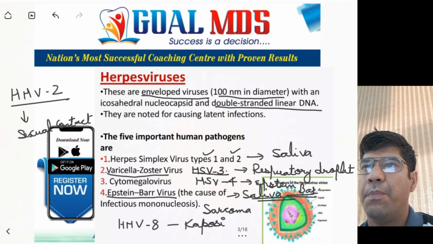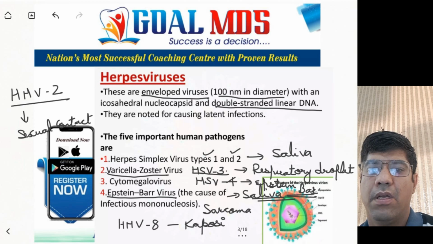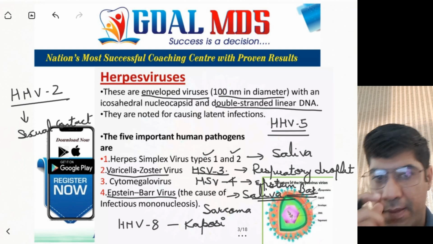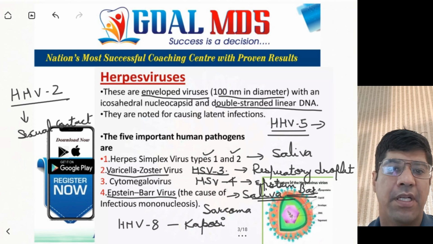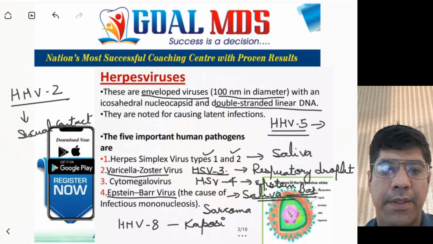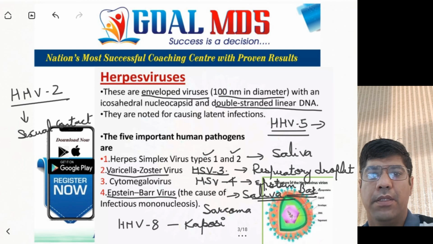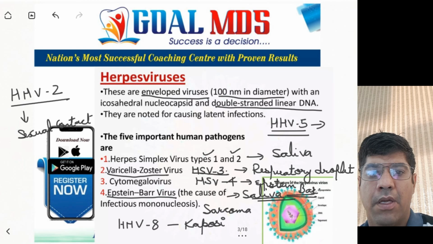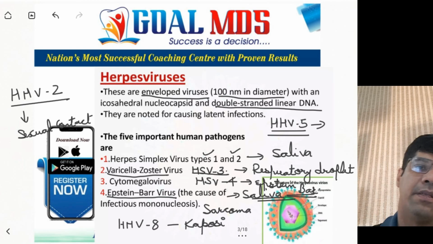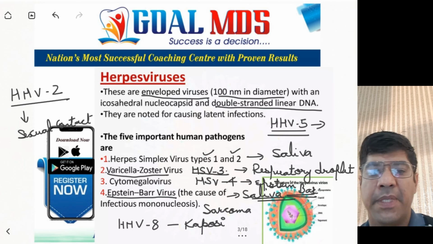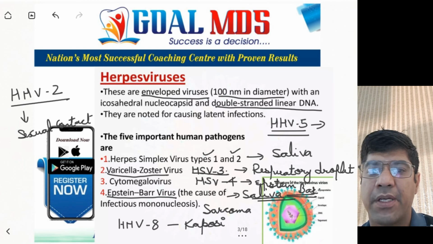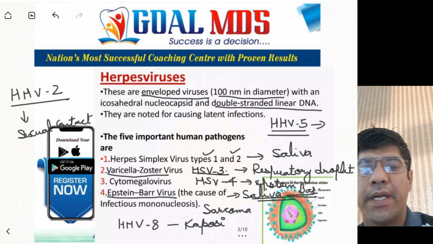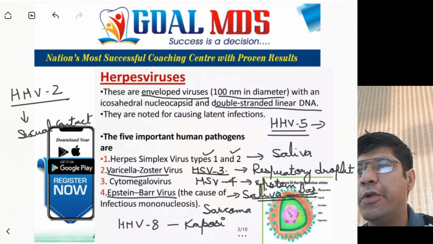Human herpes virus type 5 is the cytomegalovirus. The mode of transmission here is through close personal contact with infected bodily fluids, through urine, saliva, and the blood. Type 6 and type 7 are transmitted through saliva or respiratory droplets. Type 8, also known as Kaposi sarcoma, is transmitted through sexual contact in immunocompetent individuals.